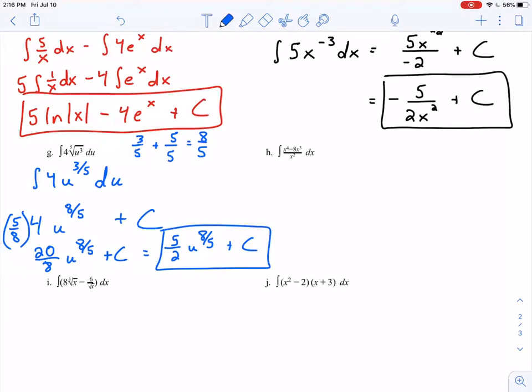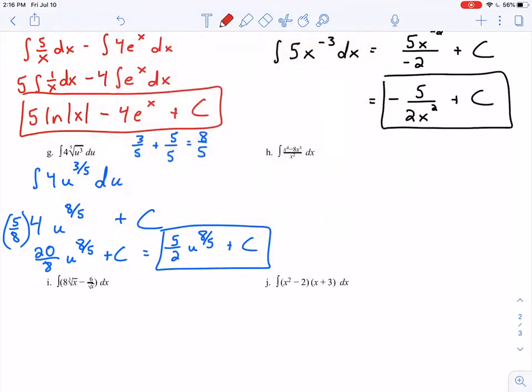So just be careful when you're working with radicals and you're working with rational exponents. Instead of dividing by that fraction, think about it as multiplying by the reciprocal. It'll make your life a whole lot easier for these problems.